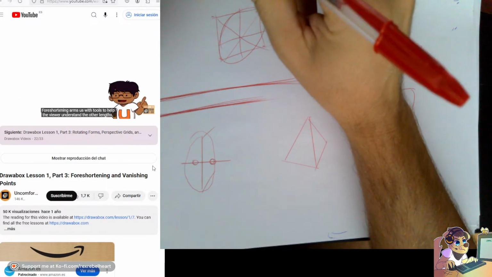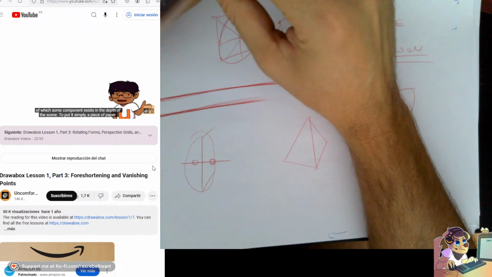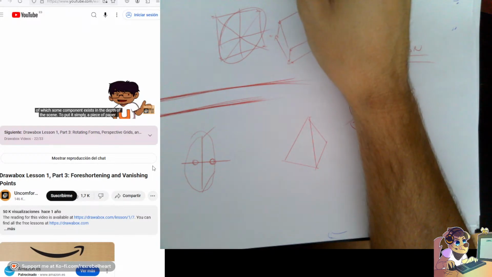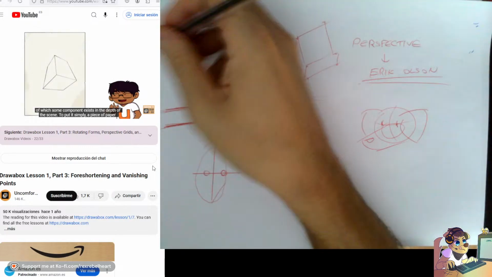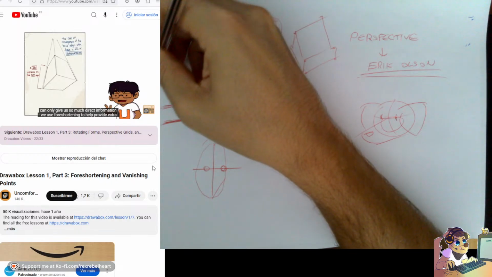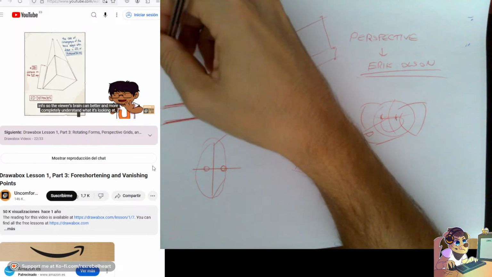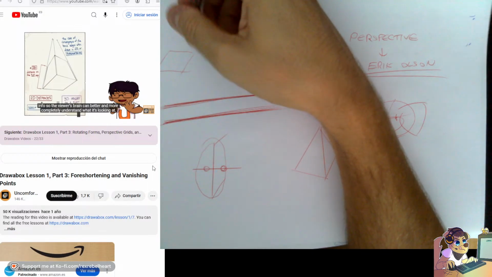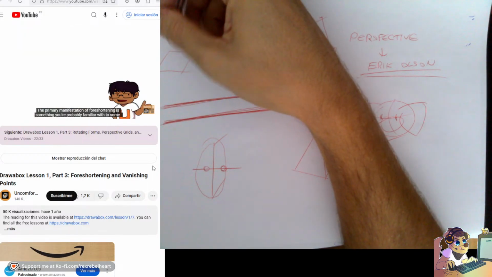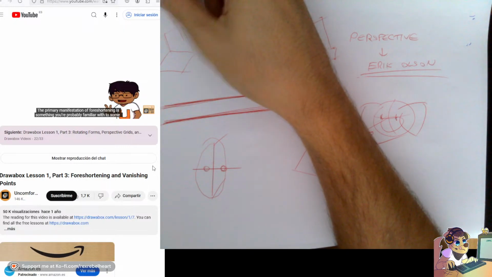Foreshortening arms us with the tools to help the viewer understand the other lengths, of which some components exist in the depth of the scene. To put it simply, a piece of paper can only give us so much direct information. We use foreshortening to help provide extra info so the viewer's brain can better and more completely understand what it's looking at. The primary manifestation of foreshortening is something you're probably familiar with to some extent.